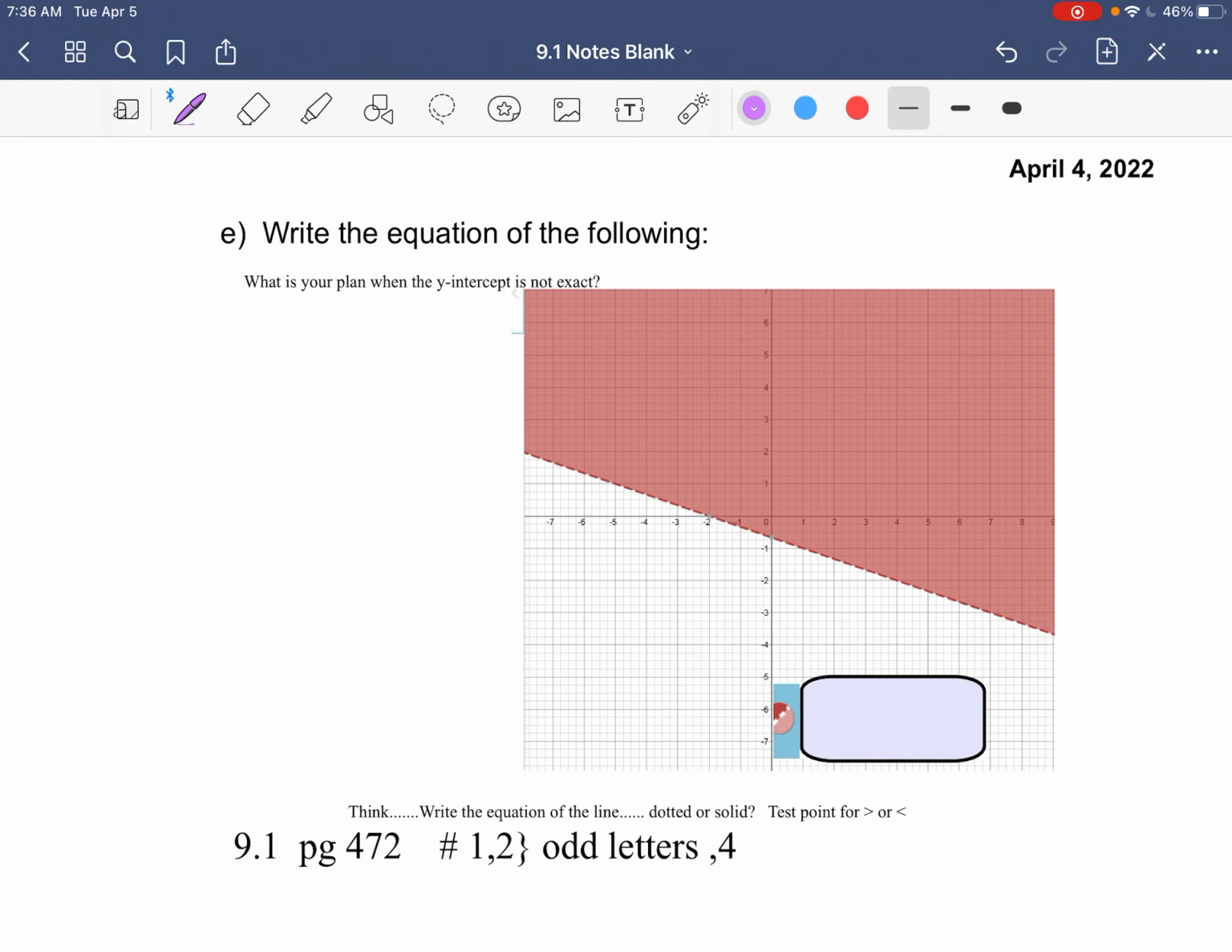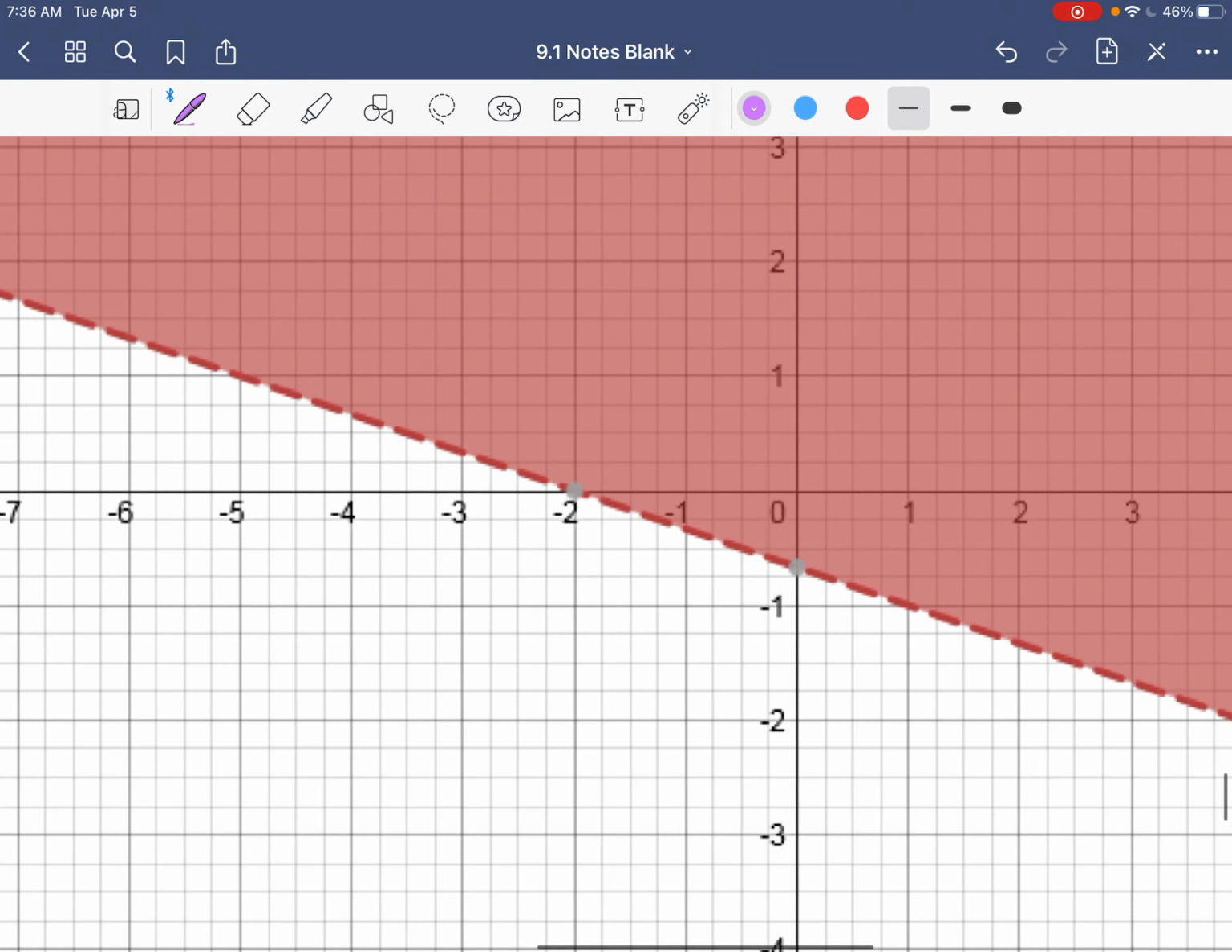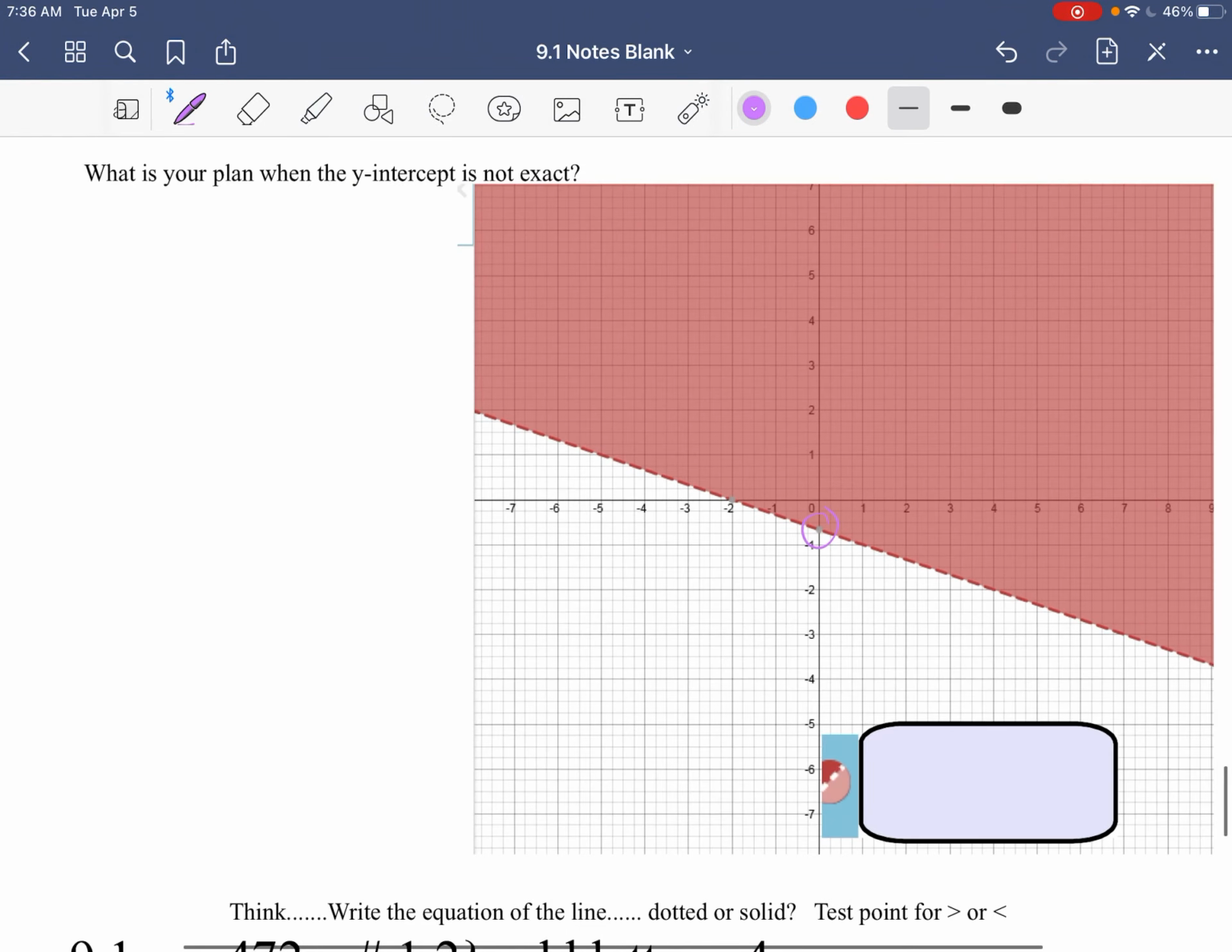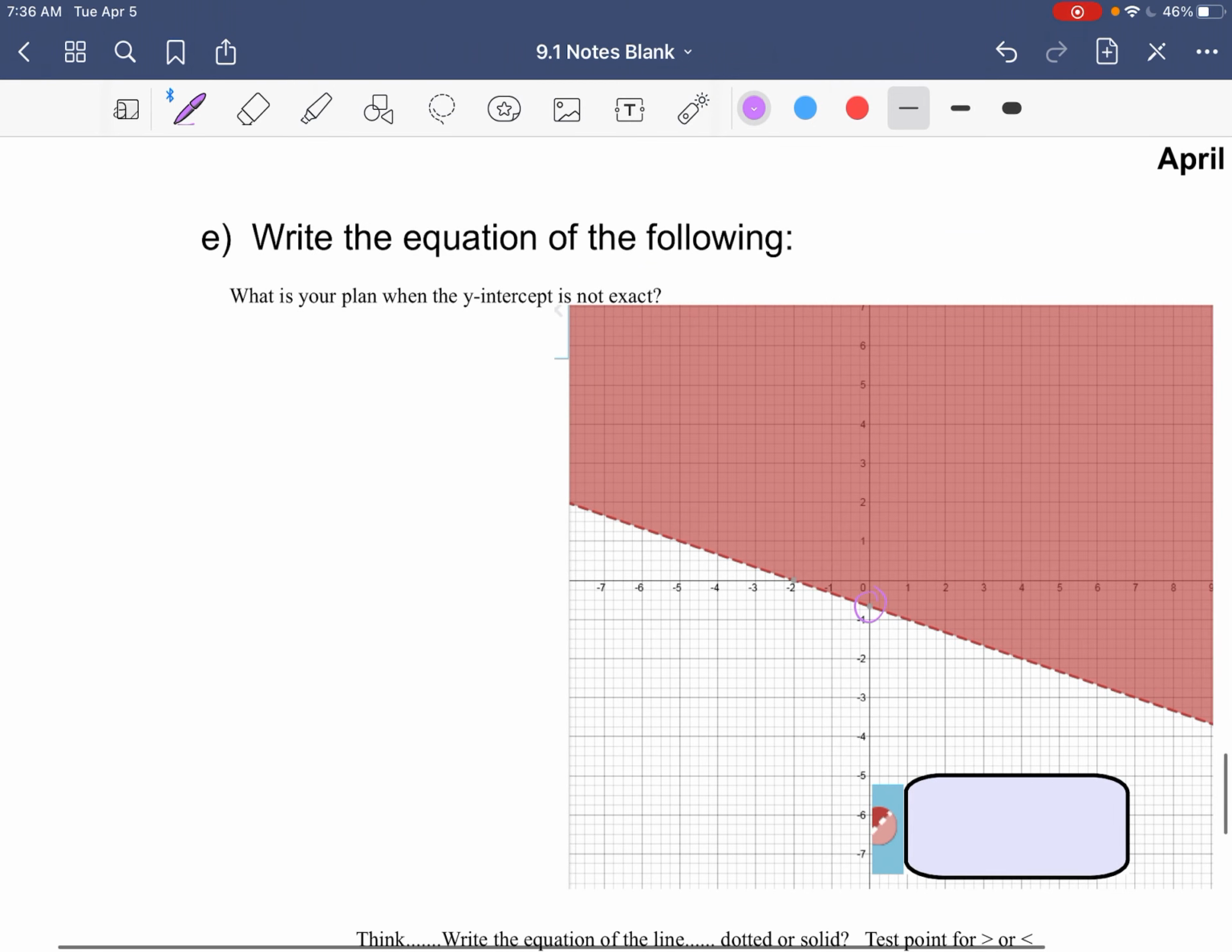Last but not least, what's our plan for when we don't have an exact y-intercept? So that y-intercept is not on a nice, beautiful point. We're going to remember what other forms of equations we could write. We've got standard form, general form. We also have slope-point form, where all you need is your slope and you need a point.